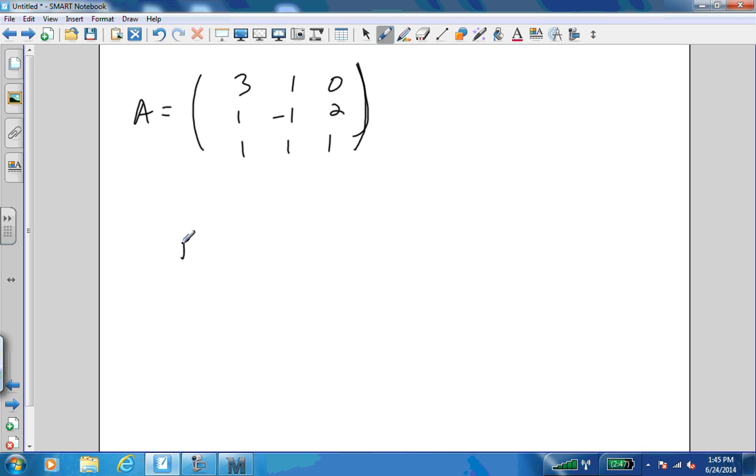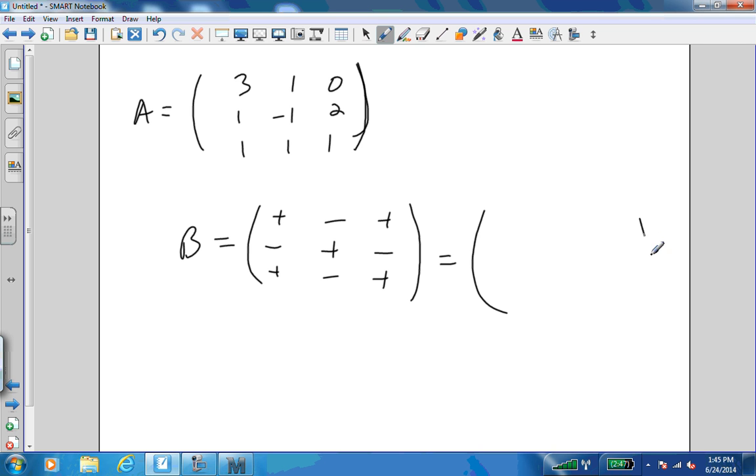So let's get B first, which comes from finding all of our cofactors. Remember, our signs will be positive, negative, positive. Row 2, column 1, so negative, positive, negative. Row 3, column 1, so positive, negative, positive. So whatever we get, the opposite of it, whatever we get, the opposite, and so forth. So I'll just leave those there as we go.